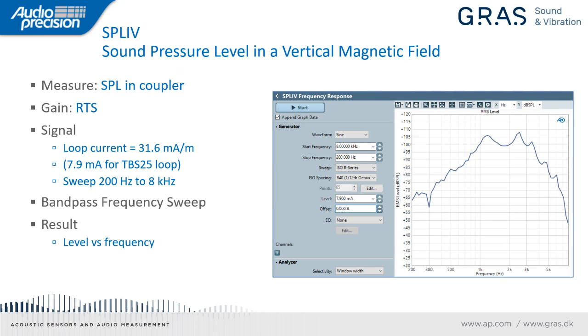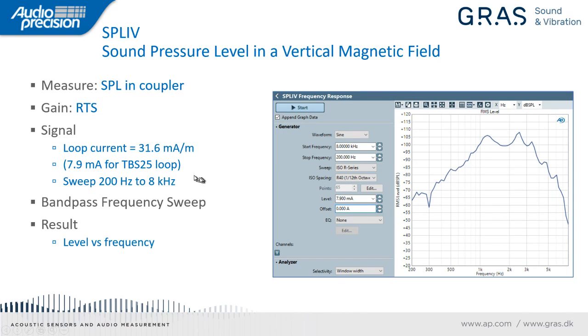Now the standard calls for a loop current of 31.6 milliamps per meter, and the actual current depends on the length of the loop in the test box. For the test box that I'm using here today, TBS25, the current is 7.9 milliamps. And the standard calls out a sweep of this frequency from 200 hertz to 8 kilohertz.